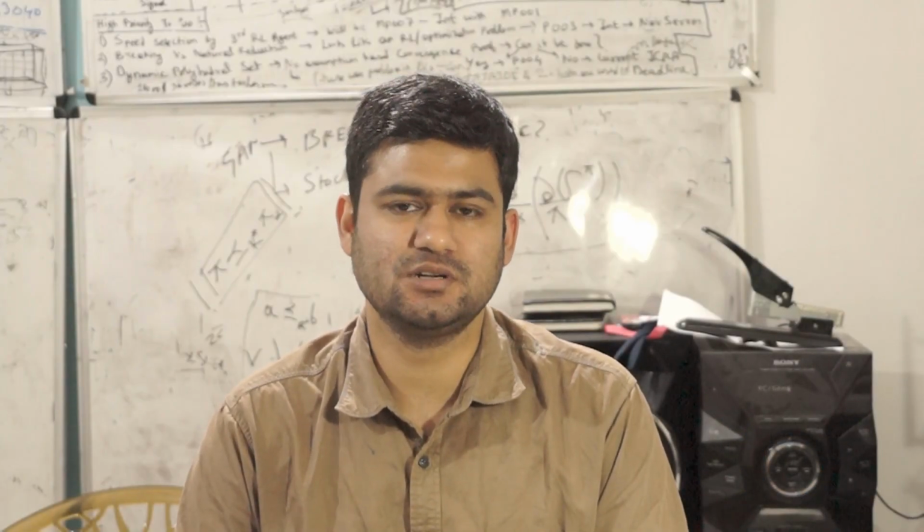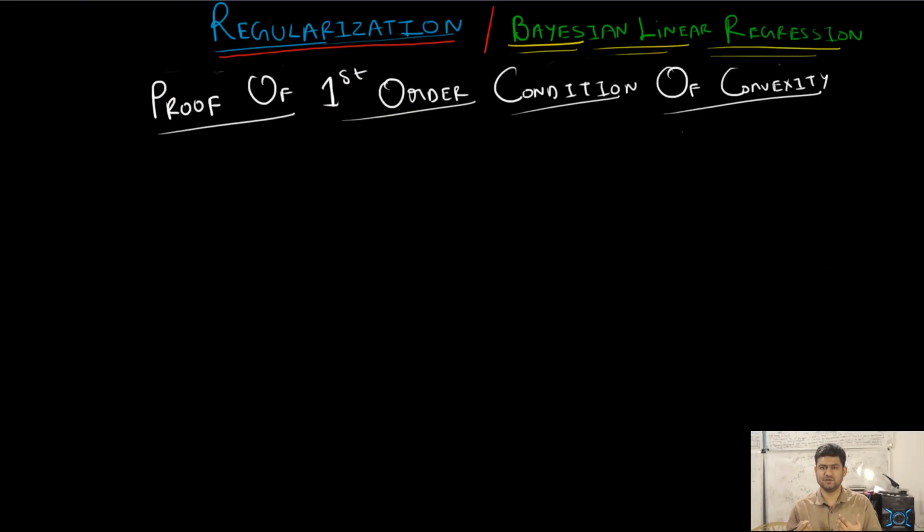So in this part of the lecture, we'll show you the proof that the first order condition of convexity is both a necessary and sufficient condition. First we'll consider a scalar case where f is a mapping from a real space to a real space. Now assume that the points x and y both belong to the domain of the function.